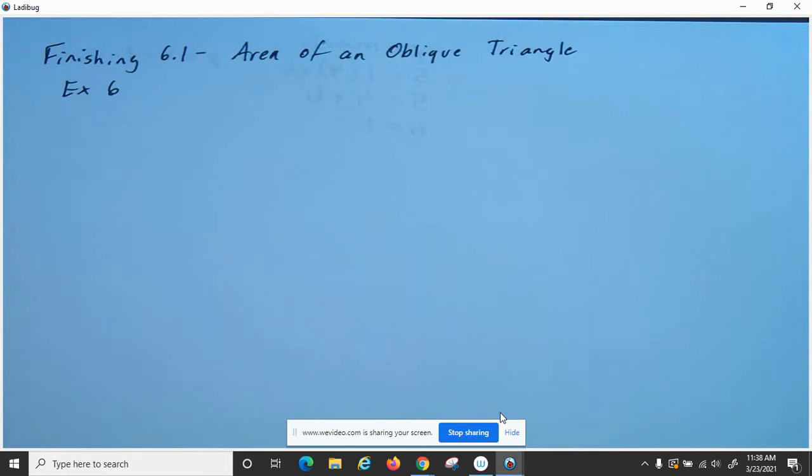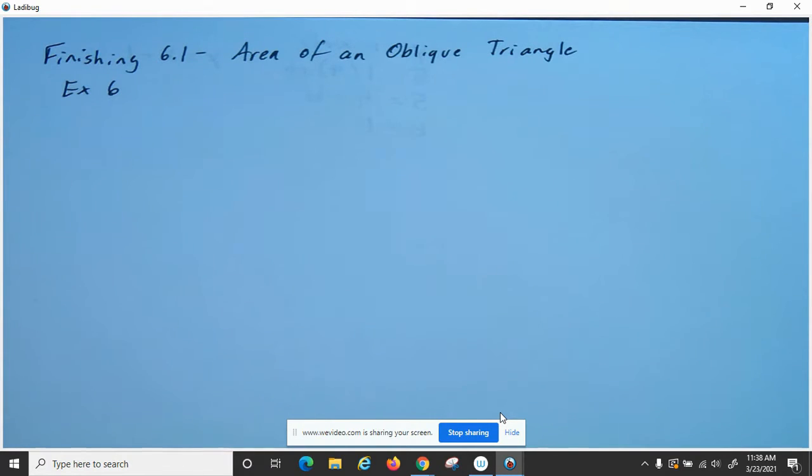This video I'm going to do to finish 6.1, section 6.1. We've got two examples that we need to do. One of them is finding the area of an oblique triangle. So just please remember that an oblique triangle is a triangle that is not a right triangle.